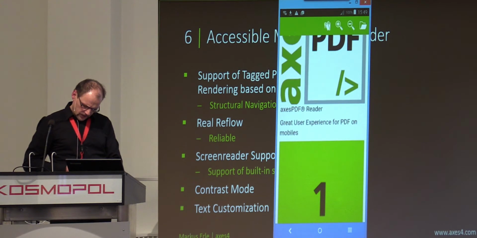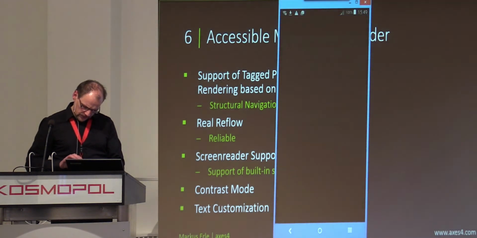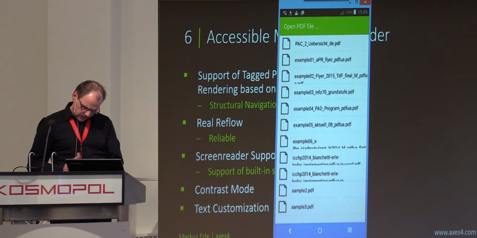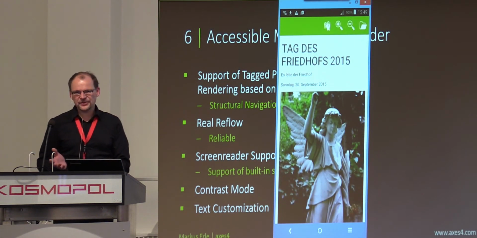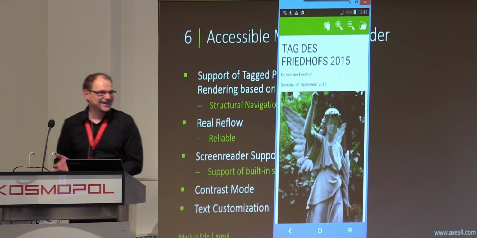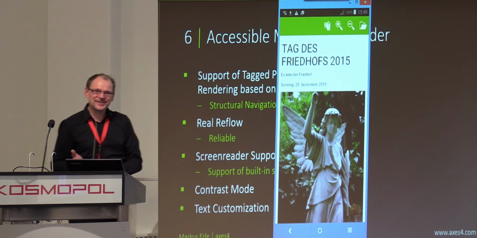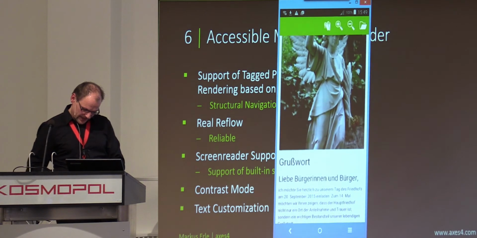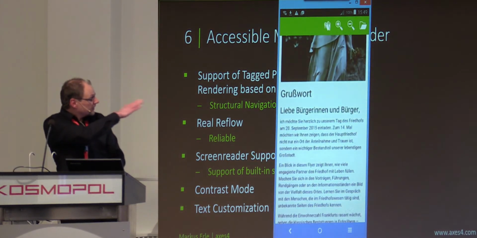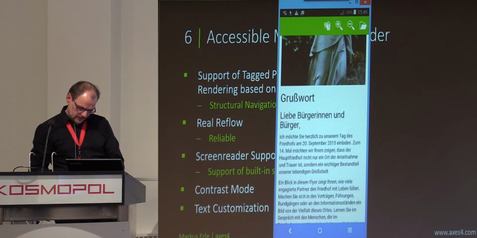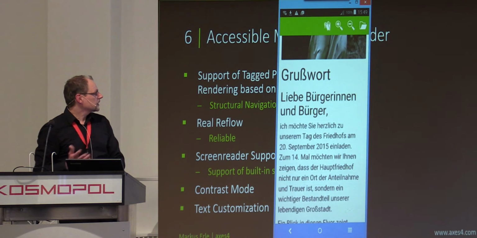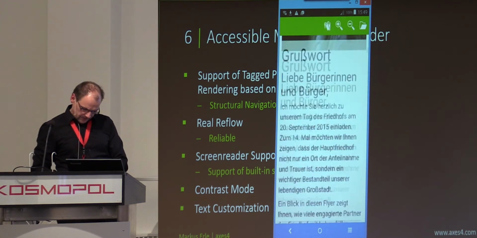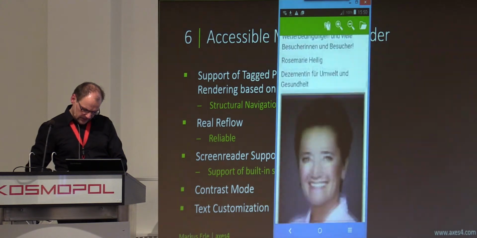And I show you another example. It's a flyer from a cemetery, so nothing symbolic. It has nice pictures. So I have here real text, and I can zoom in and you see real reflow, really proper, and we even support tables.